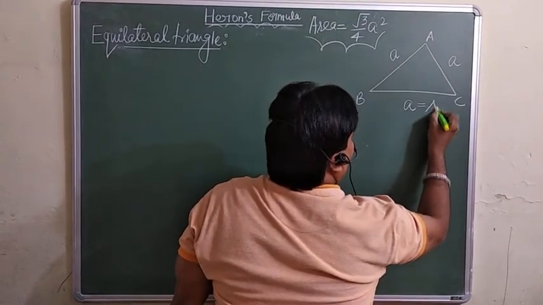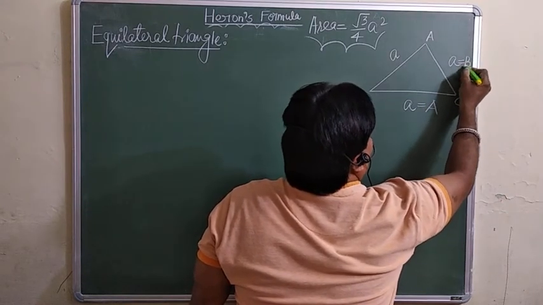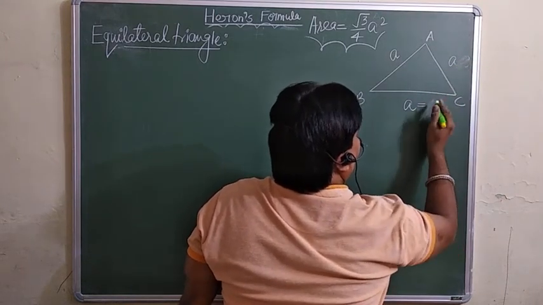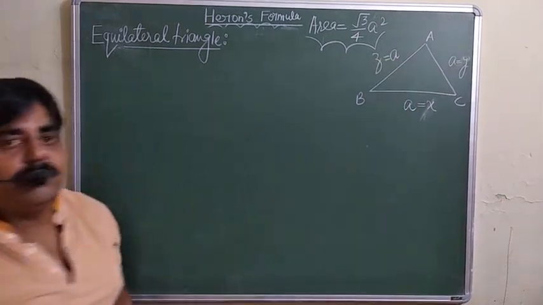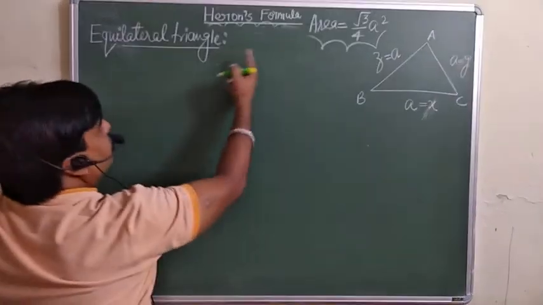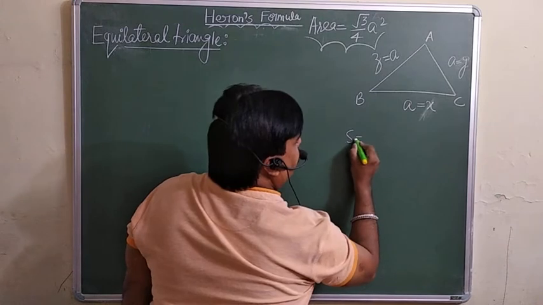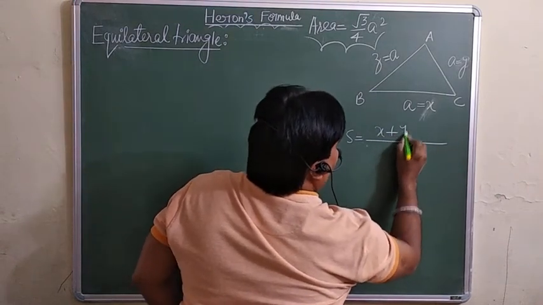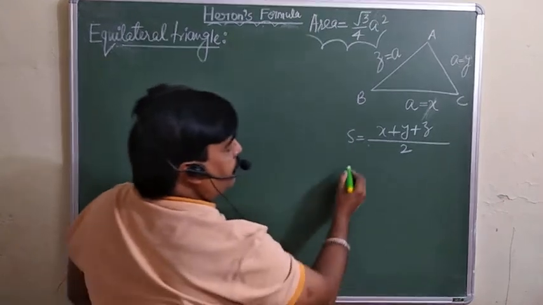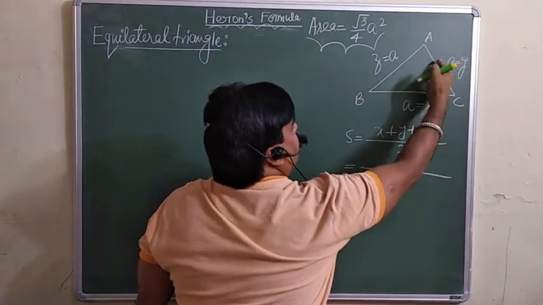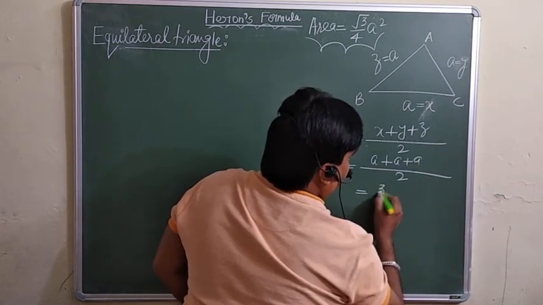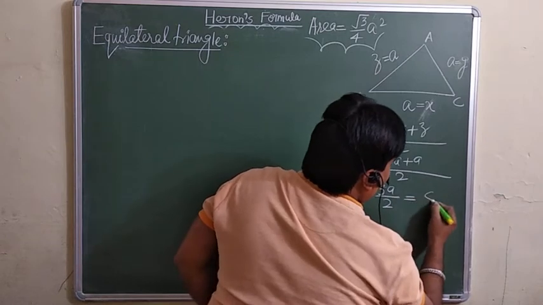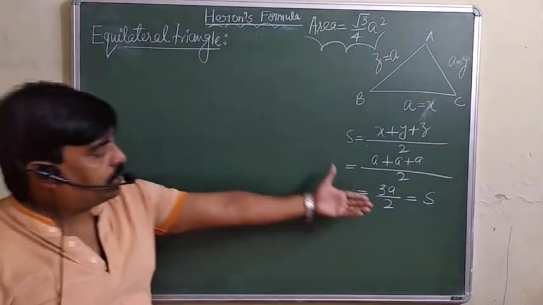See, for your own convenience, let us suppose this is capital A, this is B, or instead of this you can take, let's suppose X, this is Y, and this is Z. For your own convenience you can take. So according to Heron's formula, you are supposed to calculate S first. So S will be equal to what? X plus Y plus Z over 2, the semi-perimeter. But X is also A, Y is also A, Z is also A. So A plus A plus A by 2. So what we will get here is 3A by 2. This is your S.